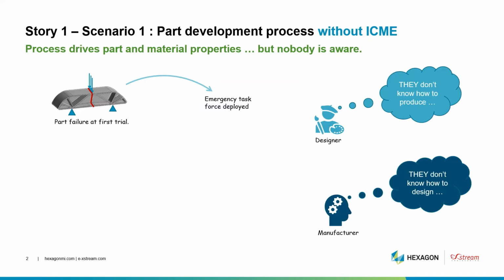Listening to the designers, the reason of failure is to be found in the manufacturing. Listening to the manufacturers, the design is suspected to be wrong. It's a typical bad silo situation. Finally, a solution is chosen. It's to increase the fiber content in the part, because based on material datasheet, more fibers means more strength. It's so simple and efficient. So let's go. We have found a solution.